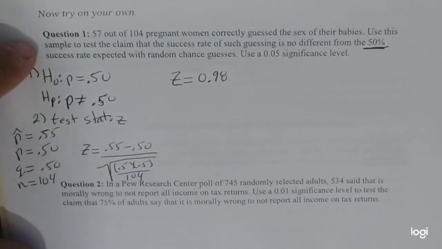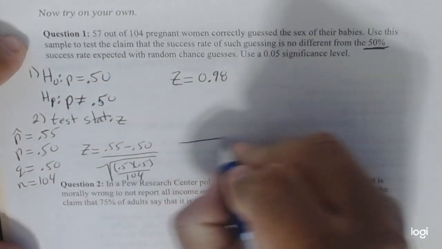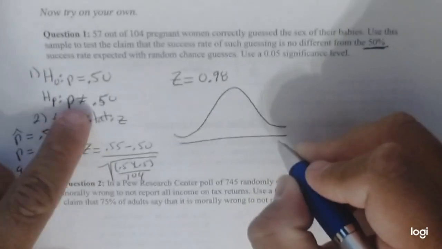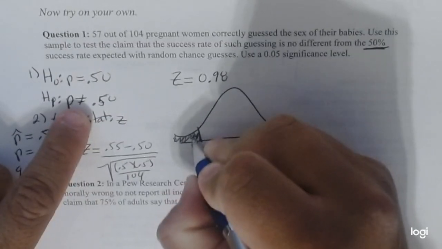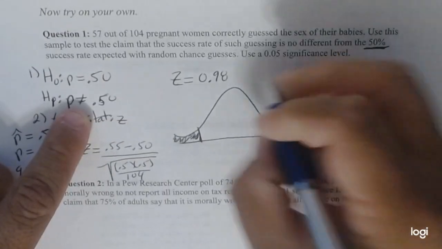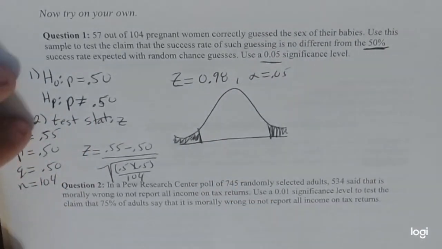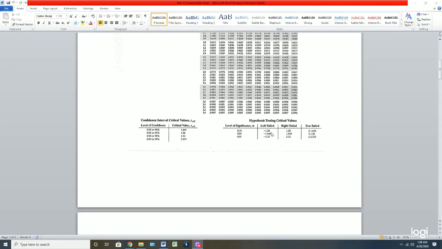All right, so now we go into the analysis portion. So what type of test do we have? Well, let's figure out. Since it's not equal to, we have a two-tailed test. I'm going to shade both ends of this tail. Okay. Our alpha is 0.05 from the question. So if we go back to our formula sheet, alpha being 0.05, and we have a two-tailed test, we have two critical values, positive 1.96 and minus 1.96.